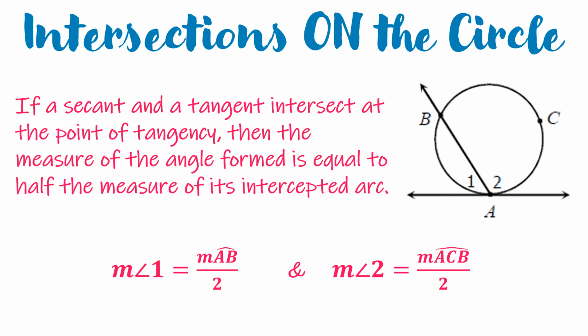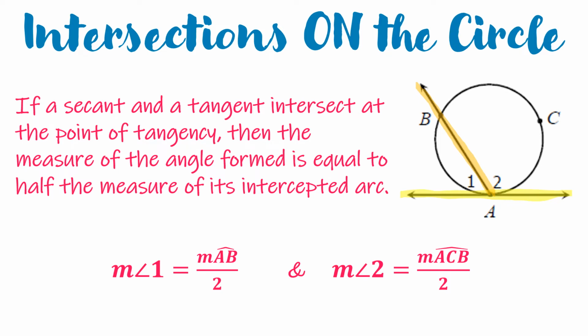So if we're looking at this picture, this line right here, I'll put it in yellow. This is a tangent because it touches the circle once at point A. Point A is your point of tangency. And then you have the secant line, or I guess it's technically a ray, AB. All right, so if you have a secant that intersects a tangent at the point of tangency, it creates two angles, angle 1 and angle 2.